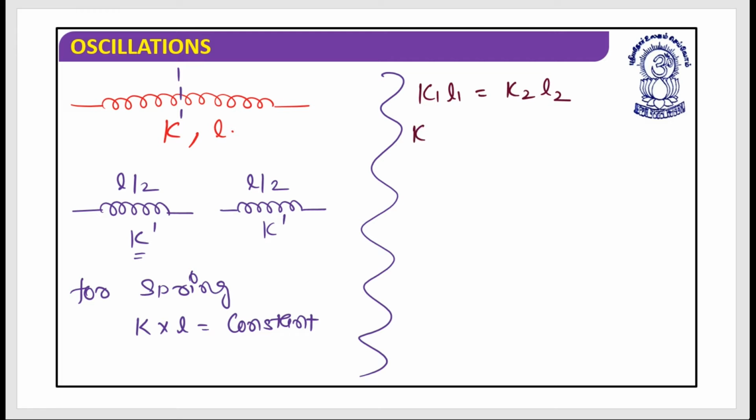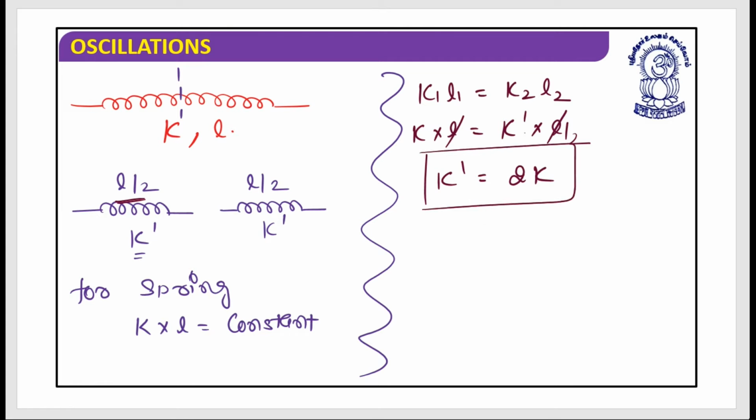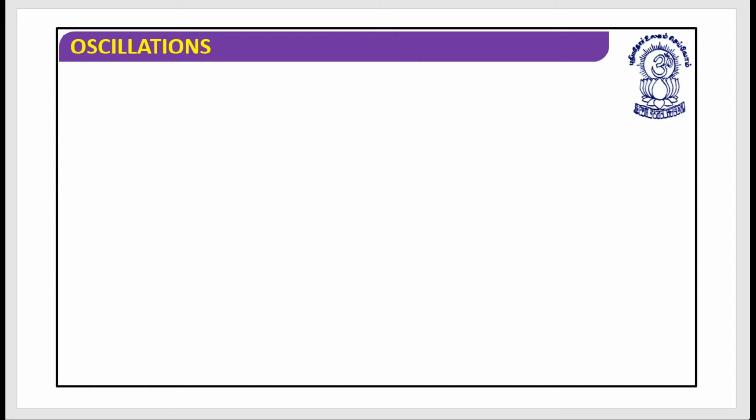So k into L is equal to k dash, which we don't know, times the new length L by 2. From this, k dash can be written as 2k. So this is the k dash, which is equal to 2k. This is how a spring constant could be changed. I hope this is clear. Let's do it one more time with some new data.